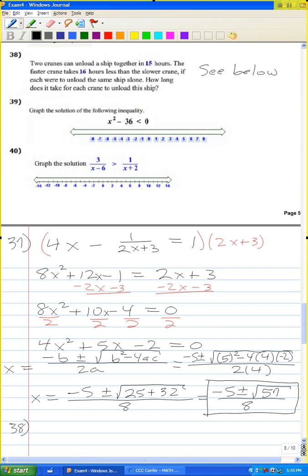Two cranes can unload a ship together in 15 hours. The faster crane takes 16 hours less than the slower crane. If each were to unload the same ship alone, how long does it take for each crane to unload? Okay, so I guess let x be the slower crane.